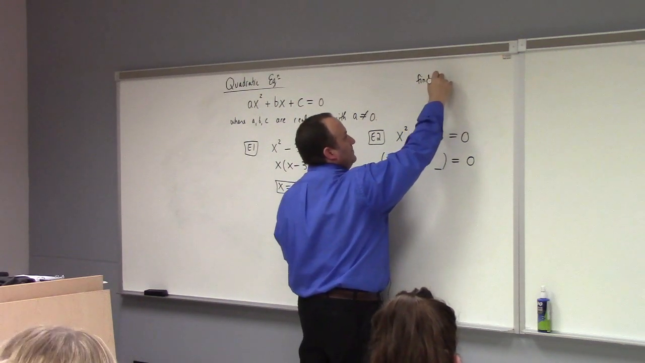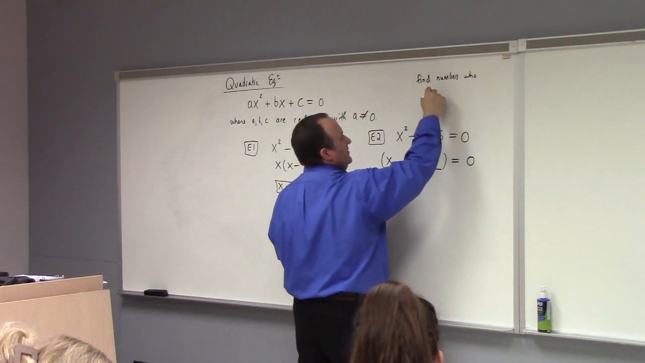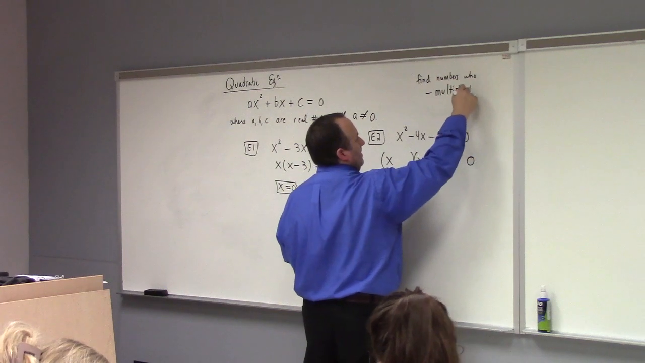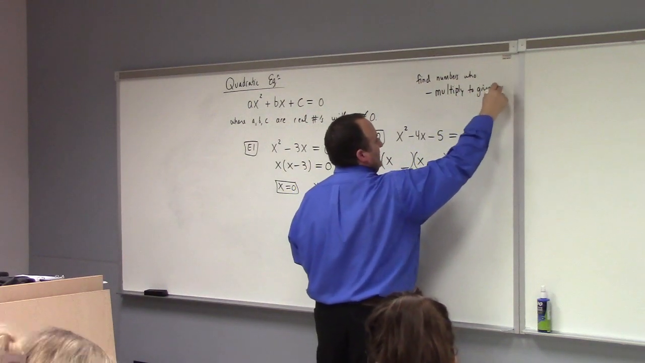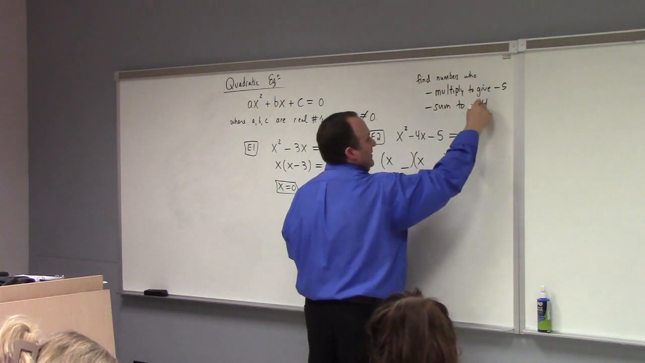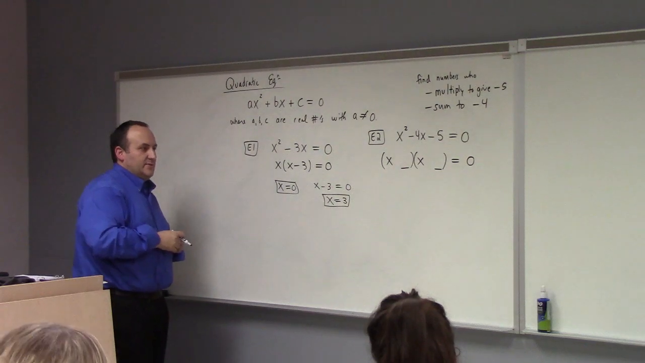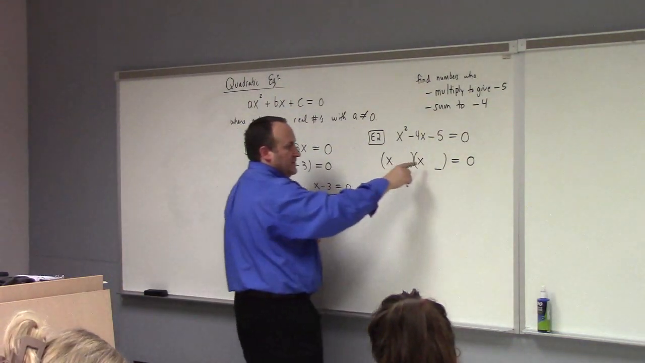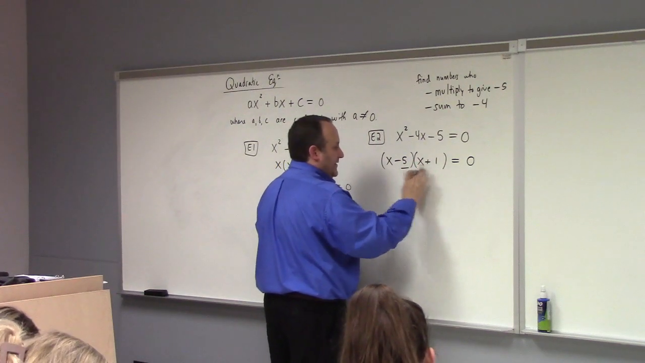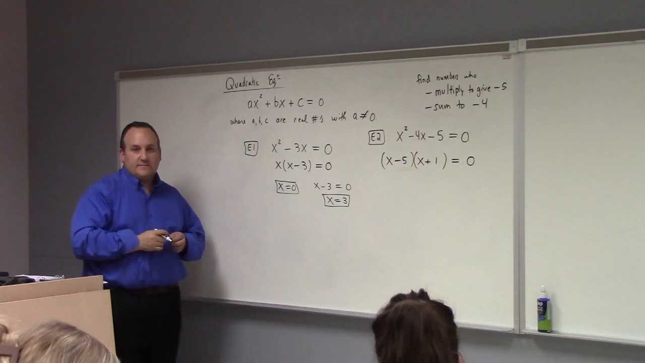that multiply to give what? Minus 5. And they sum to minus 4. They add to minus 4. So what should I put in the blanks here? Minus 5 and plus 1. Now that's what you say, but how do we know that you guys are right? What do we do?